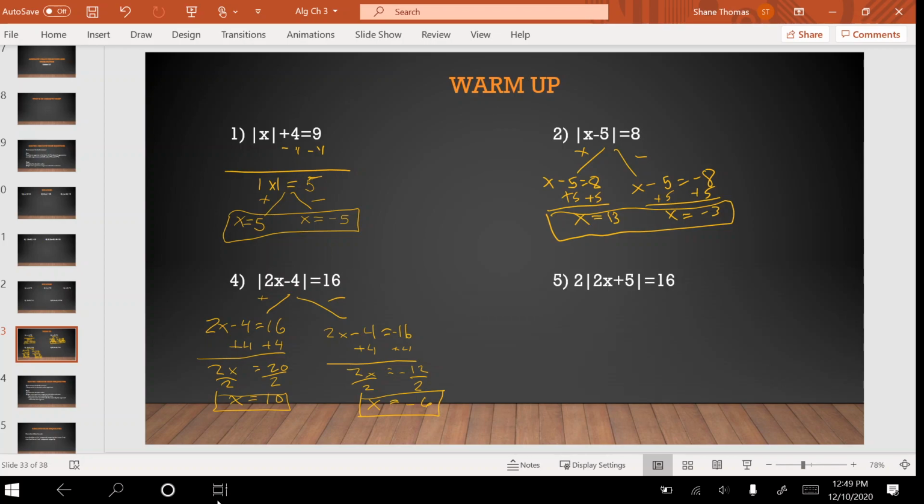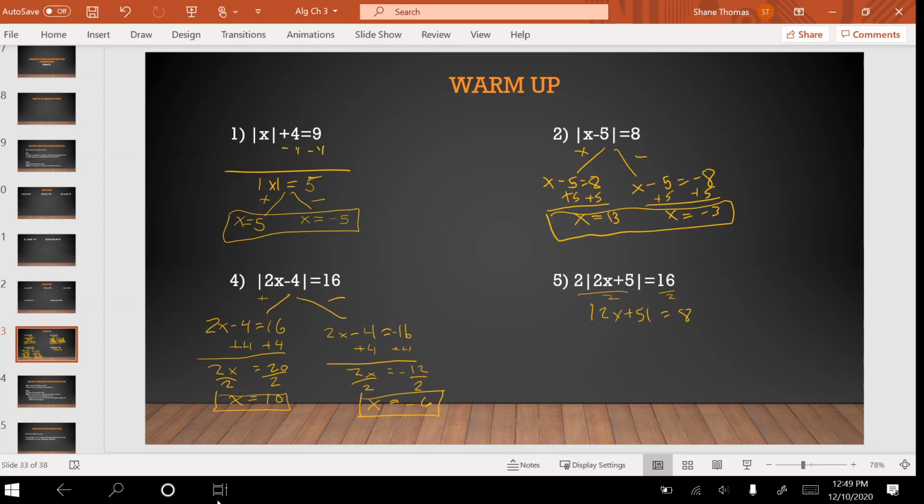All right, last one. What do I have to do before I can split this? Divide by 2. Good. All right, again, this is not parentheses. You can't distribute it through. Okay, you have to get rid of that 2. You have to isolate the absolute value. All right, so the absolute value of 2x plus 5 equals 8. Now can I split it?